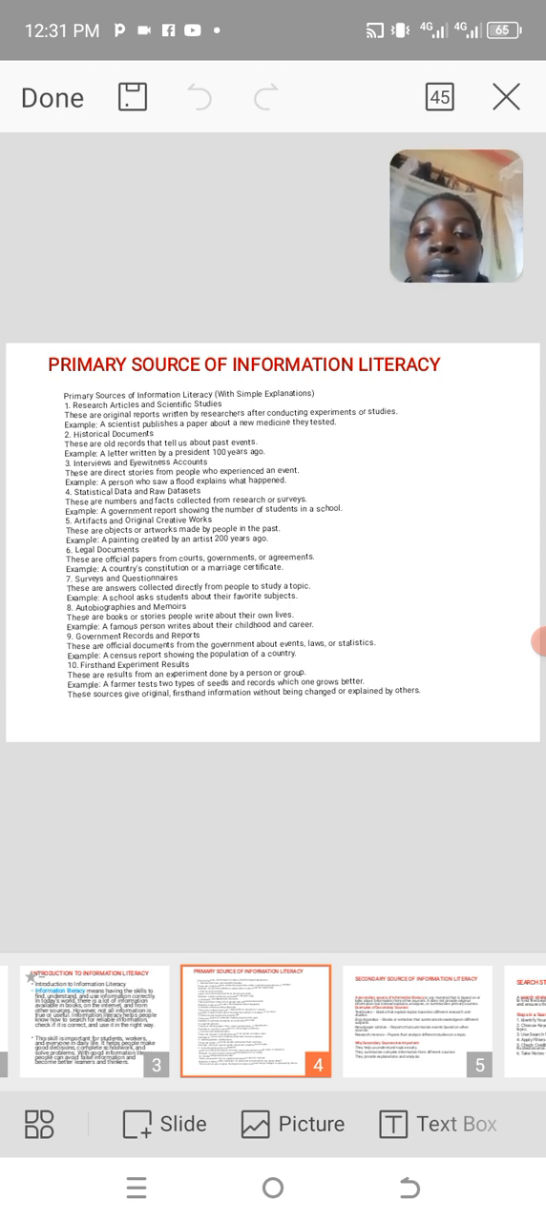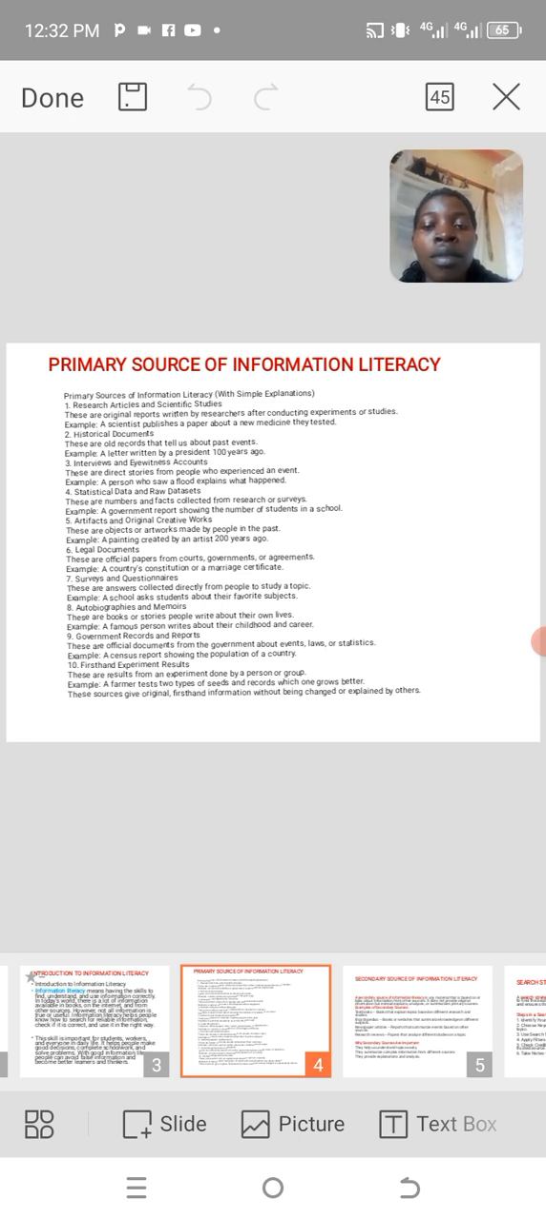Then we have artifacts and original works. These are objects or artworks made by people in the past. Number six, we have legal documents that are accepted in the society or accepted by the law. These are official papers from courts or government or agreements. For example, a country's constitution or a marriage certificate. That one is accepted and can be evidence in everything you do and everywhere you go.